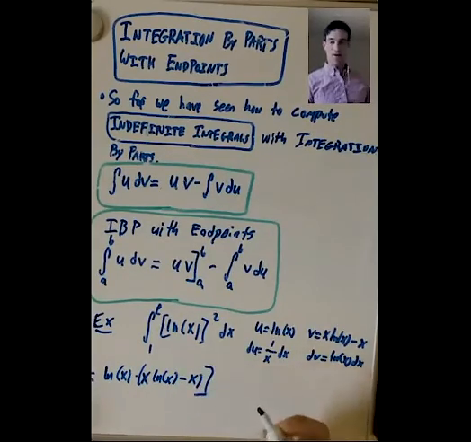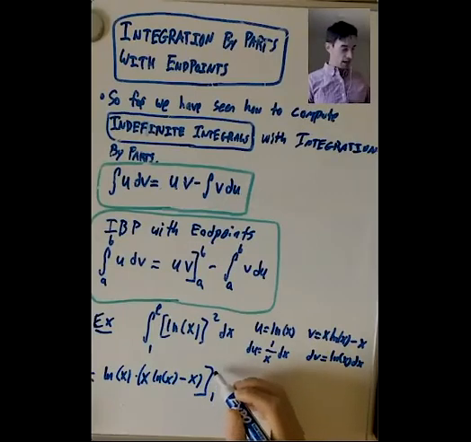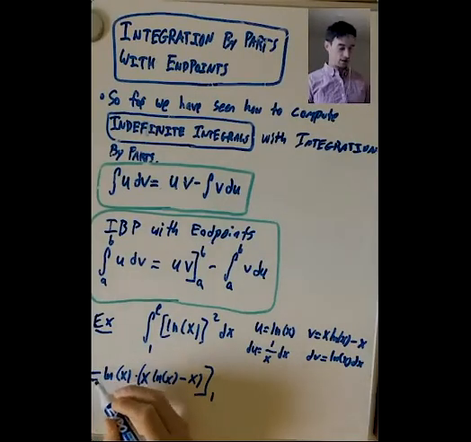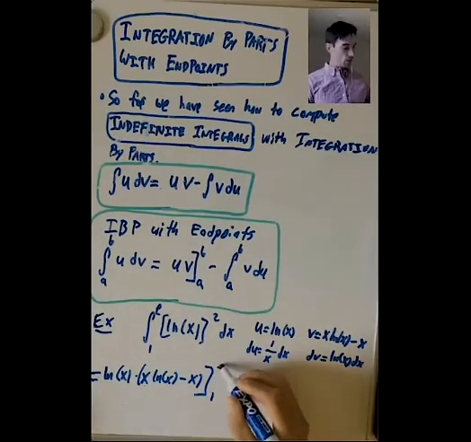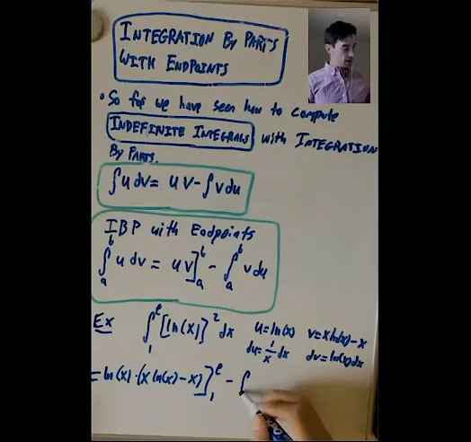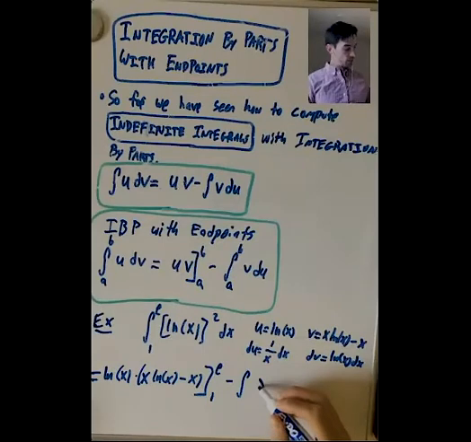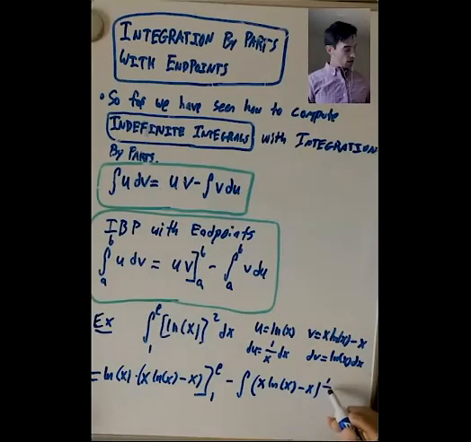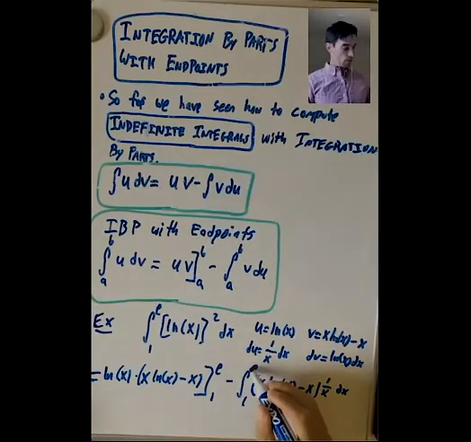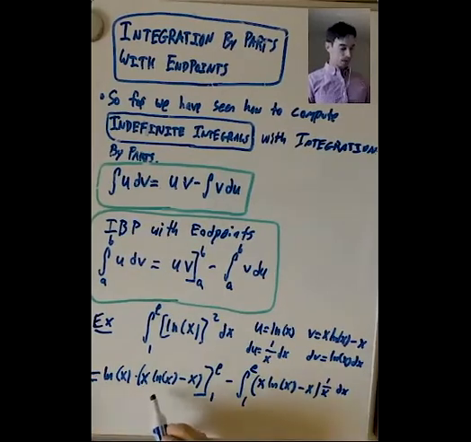This function evaluated at 1 and at e. Let me make this a little easier to read. Equals, evaluated at 1 and at e, minus the integral of v du, x natural log of x minus x, all times 1 over x dx, evaluated at 1 and e.